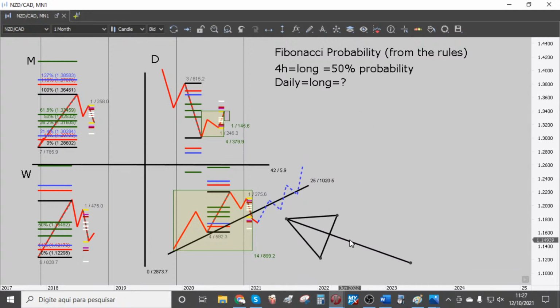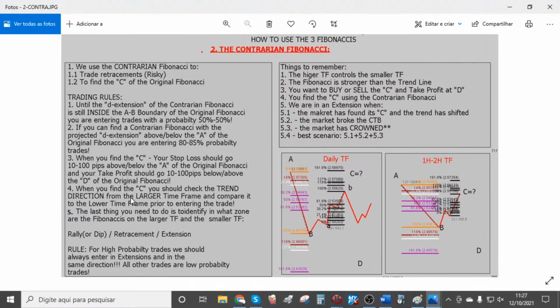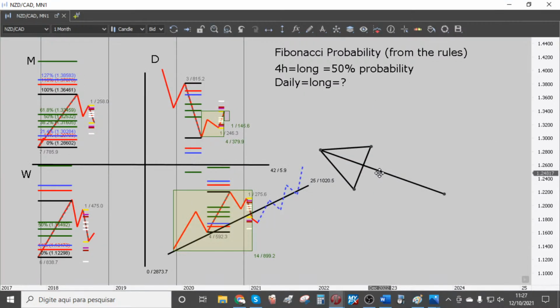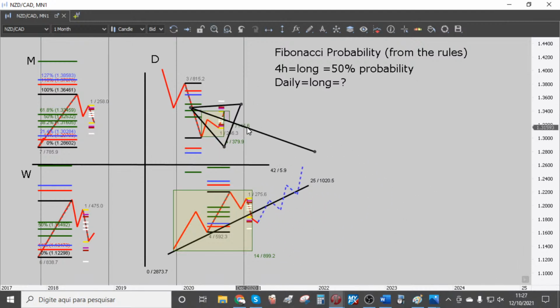But because we learned the concept that we need to check, and from the Fibonacci rules too, number 4: when you find the C, you should check the trend direction from the larger time frame and compare it to the lower time frame prior to entering the trade. Number 4, trading rules, how to use the Fibonaccis, this is number 4. Okay? Now we addressed the 4-hour chart. Now we are addressing the daily.